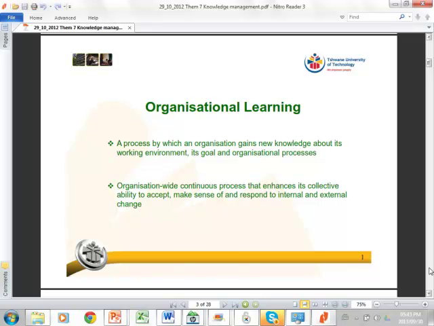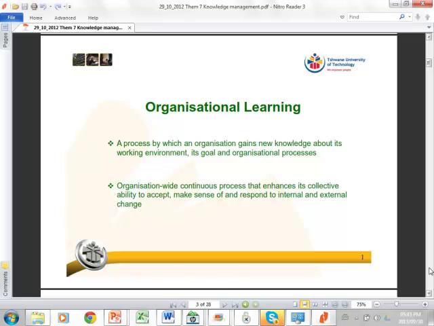It picks me up. Okay, so it's a process by which an organization gains new knowledge about its working environment, its goals, and organizational processes. Okay, so it's about the environment, the goals, and the processes. And the goals is where your projects basically come in, because projects have certain goals that we need to meet, and part of the goals is also the business goals of the organization.